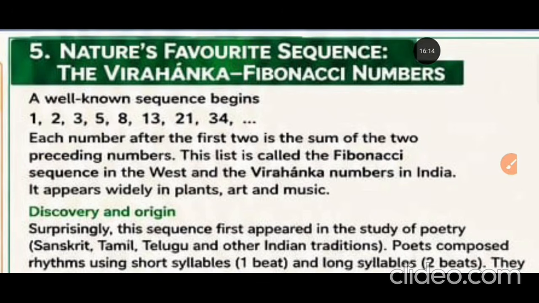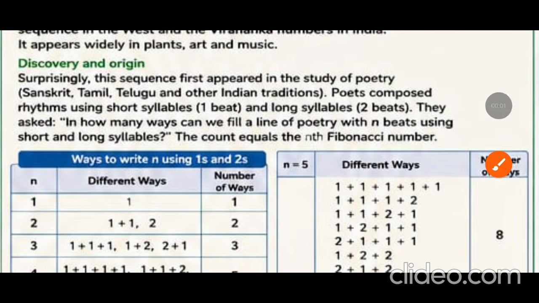The next part we have is nature's favorite sequence, the Virahanka Fibonacci numbers. A well-known sequence begins 1, 2, 3, 5, 8, 13, 21, 34. Each number after the first two is the sum of the two preceding numbers. This list is called the Fibonacci sequence in the West and the Virahanka numbers in India. It appears widely in plants and music.